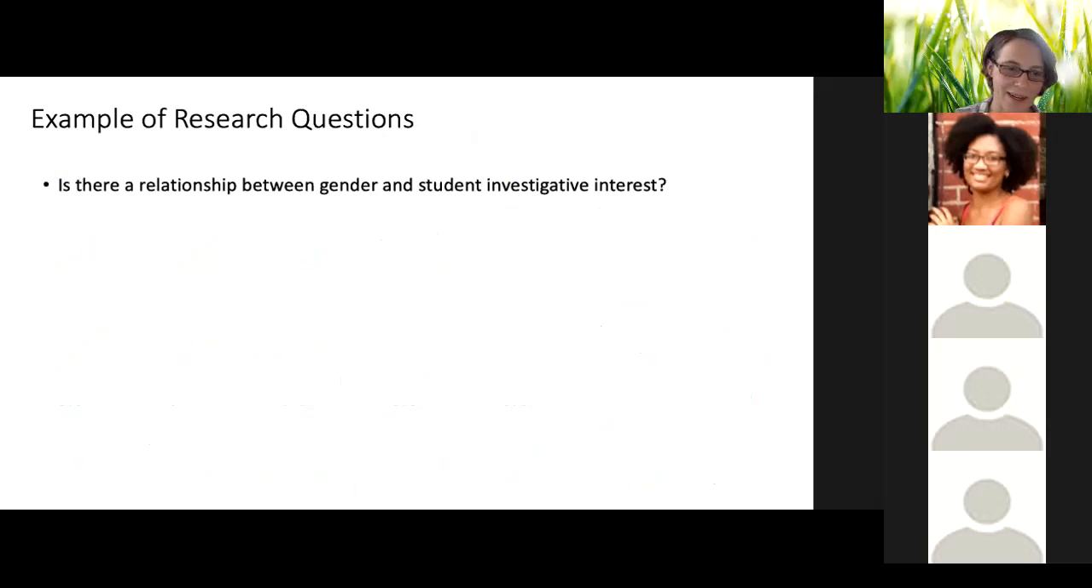Yeah, and then there are, I mean, for correlation, plenty of research questions that could be answered using correlation coefficients and, of course, tests for significance. For example, is there a relationship between gender and student investigative interest? Note that I can also calculate a correlation for categorical variables, right? They don't have to be continuous. We will talk about that later.